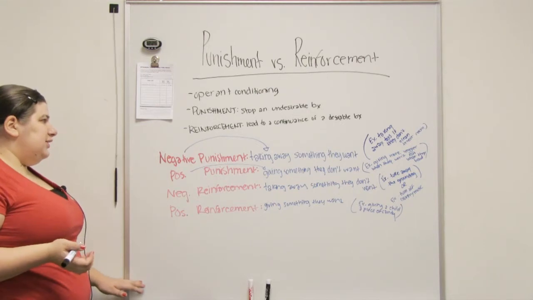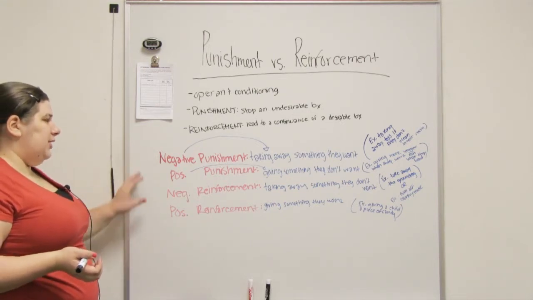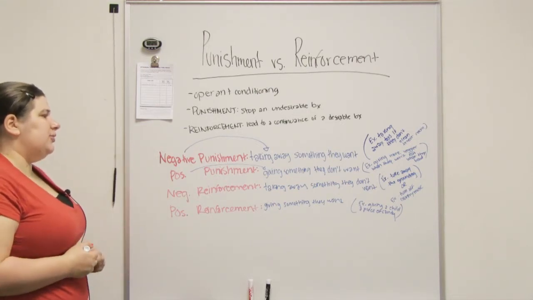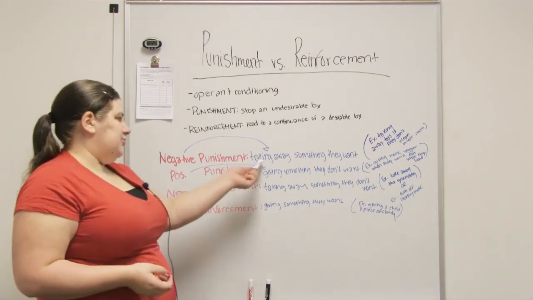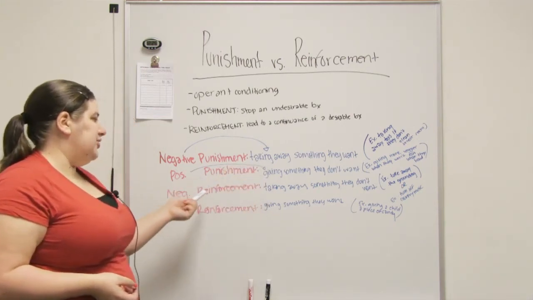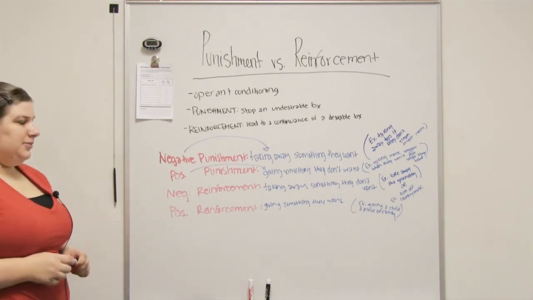And we can take all of these and say that these are just different ways to either start or stop undesirable or desirable behaviors. And if you just remember the taking away and giving something, and that punishment is bad and reinforcement is good, you should be able to get it from there.